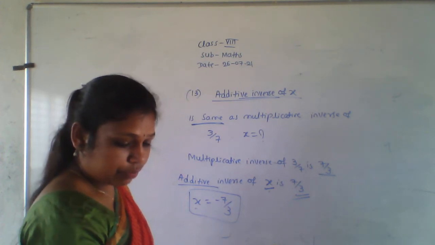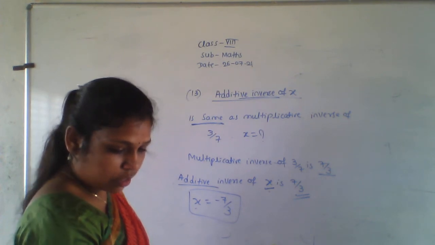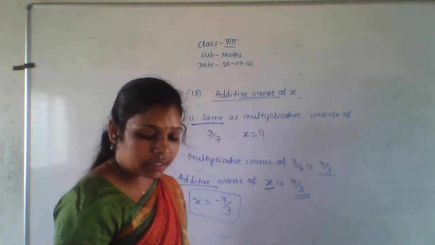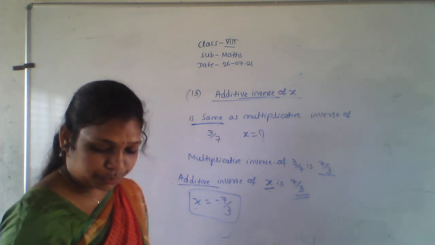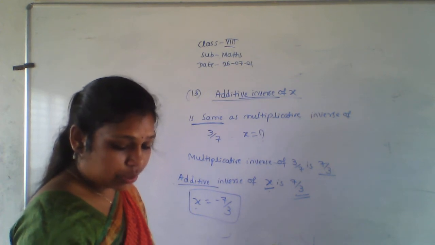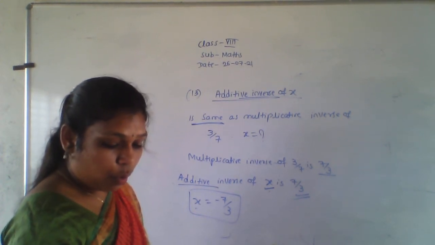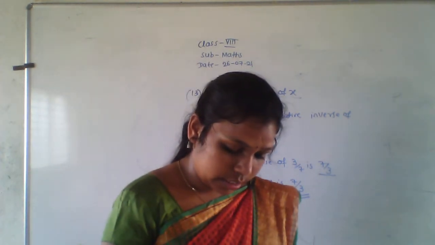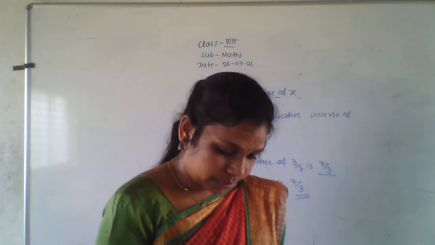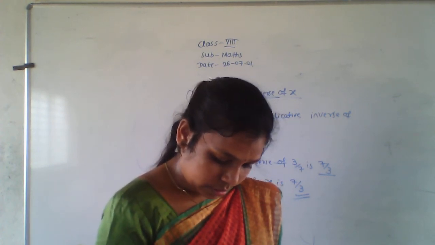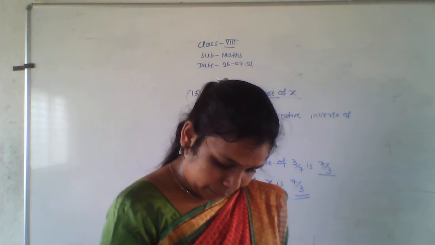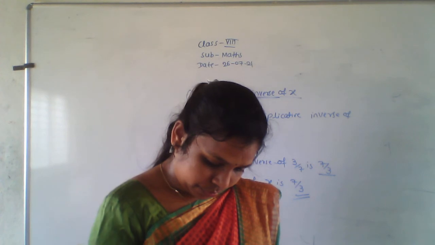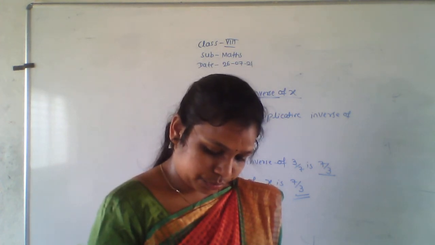Answer the following. They have given questions here, we have to answer them. So what is the first one they gave here? Which rational number is its own negative? I think it's a 0. Yeah, it is a 0.